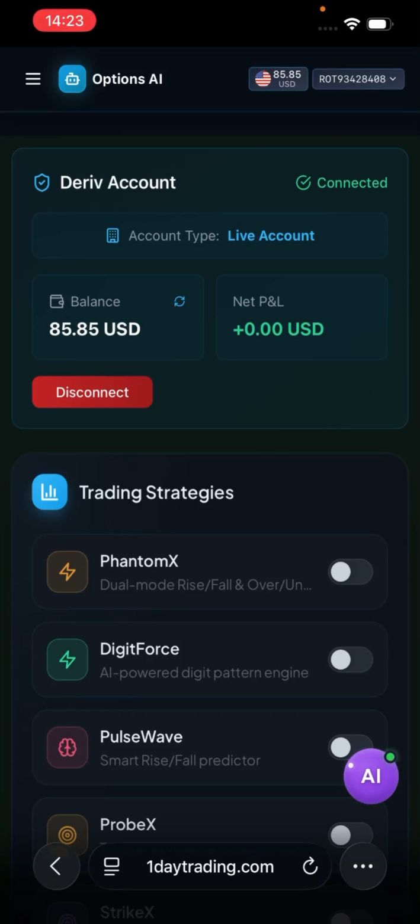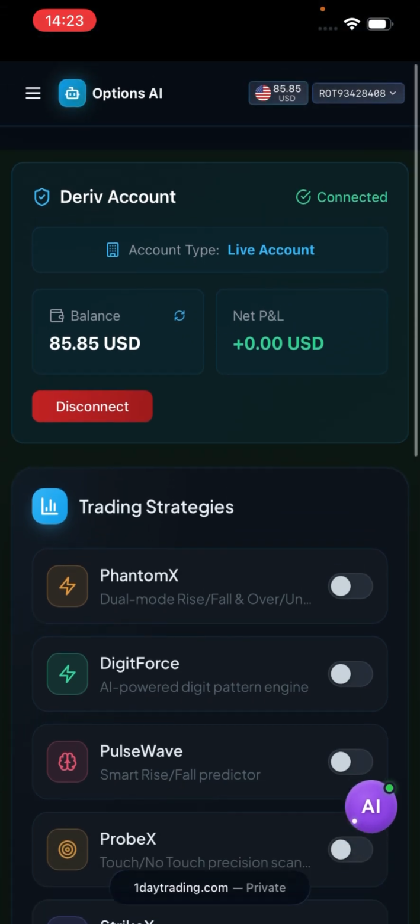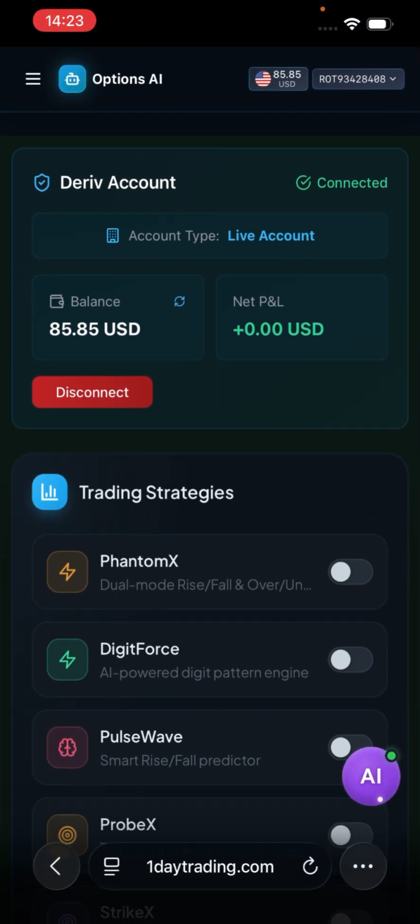We are going to use onedaytrading.com, and I have less than 100 USD. It's another month, and it's on the third day, day 3. We are going to start over another challenge, but for this one I'm going to use this account. I have less than 100, and we are going to use the Pulse Wave for the rise and fall. So I want to teach you the easiest and most disciplined way to trade as a good trader.